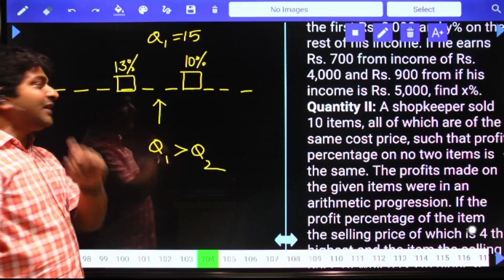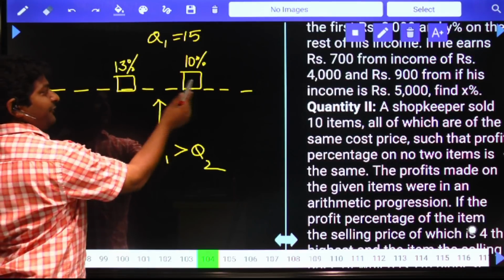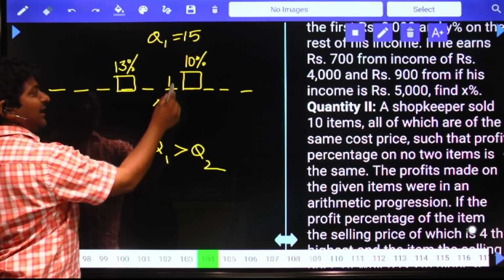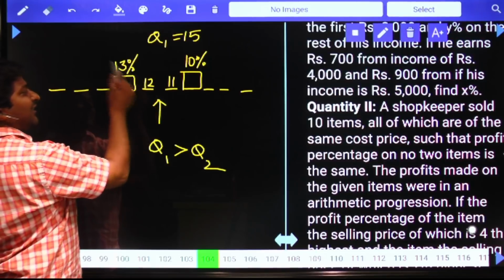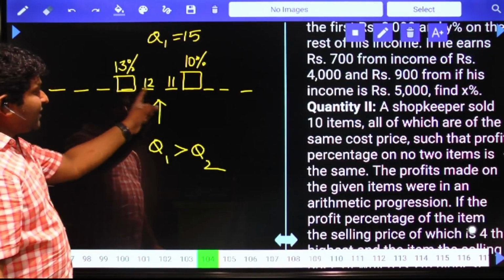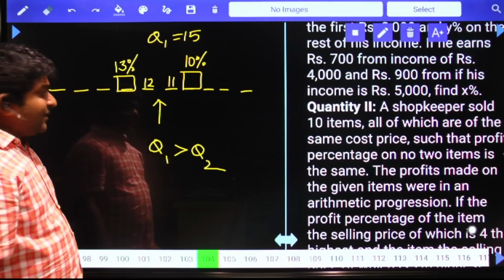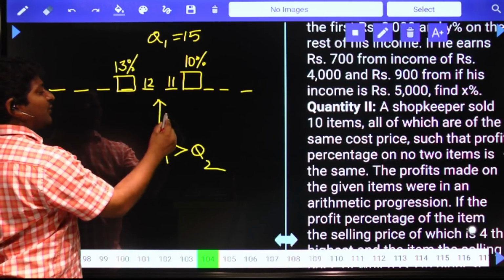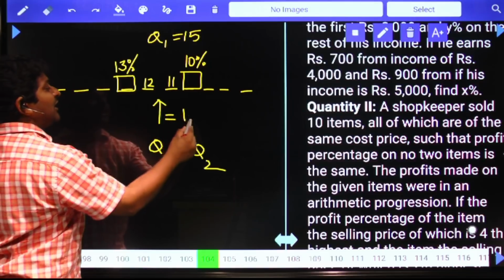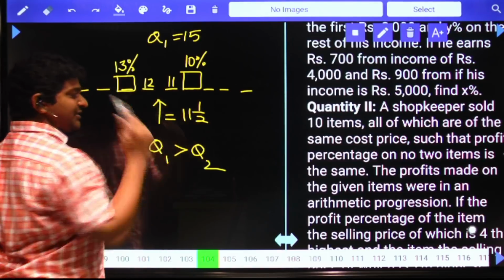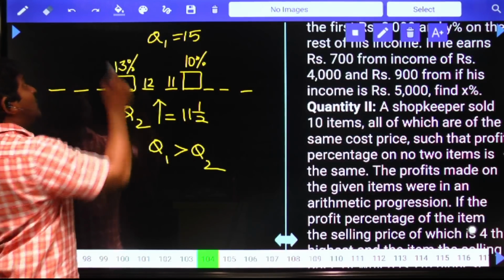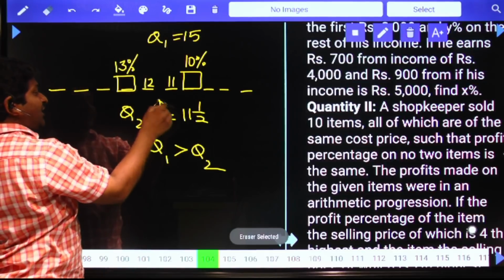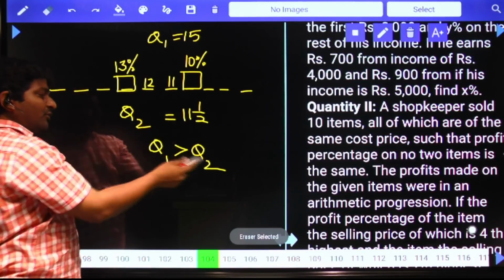Now if you want to really calculate, fill the gap 10, 11, 12 and then 13. Now the numbers are in arithmetic progression. Middle number in between 11 and then 12, that is equal to 11.5%. So this is equal to Q2. So Q1 is 15, Q2 is equal to 11.5. Q1 is more than Q2.